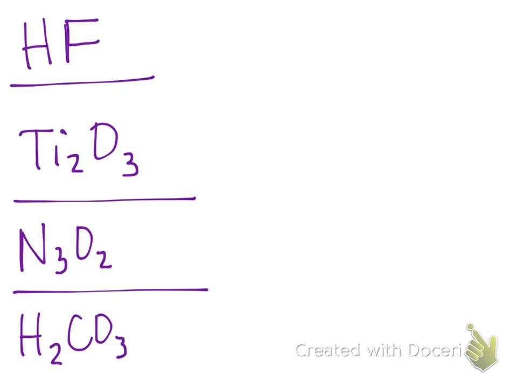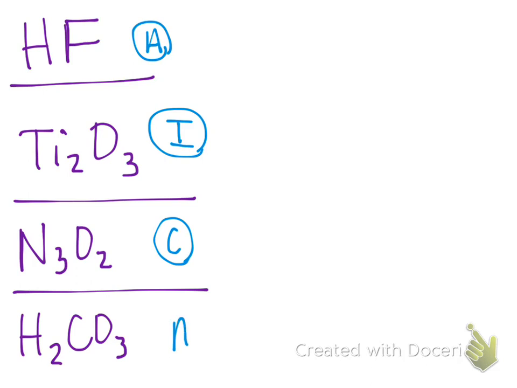Okay, you got 4 of them up there. The first one, ionic, covalent, or acid? Acid, okay. Second one, ionic, covalent, or acid? Ionic. Okay. Third? And the last one? Acid. Okay, so now let's talk about naming on the first one. McKenna, what did you have? Hydrofluoric acid.